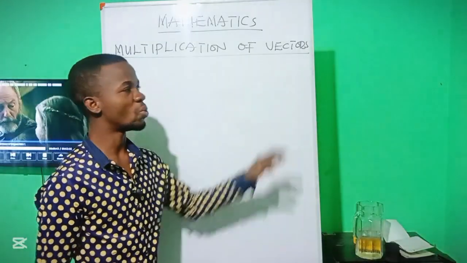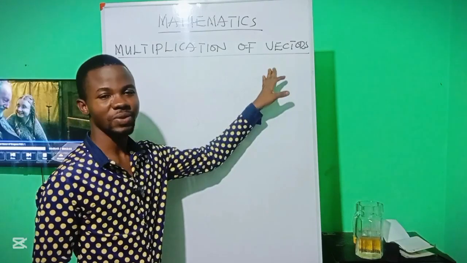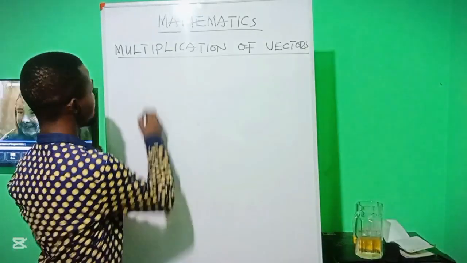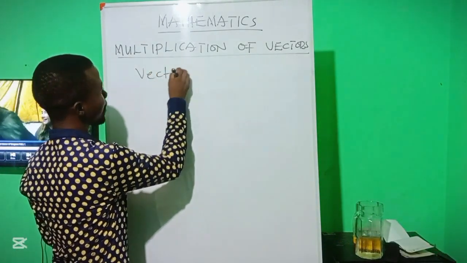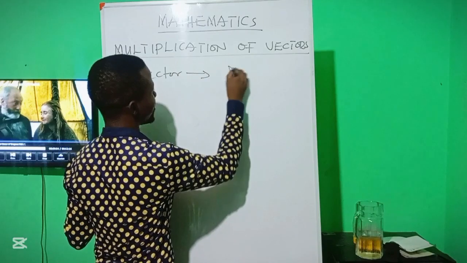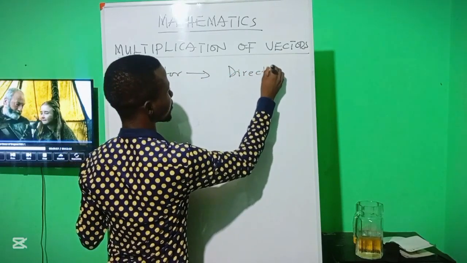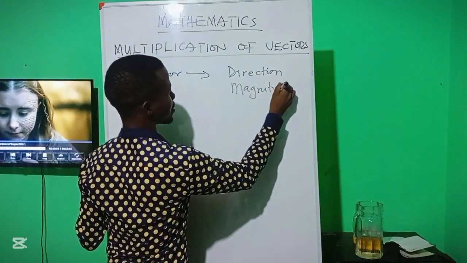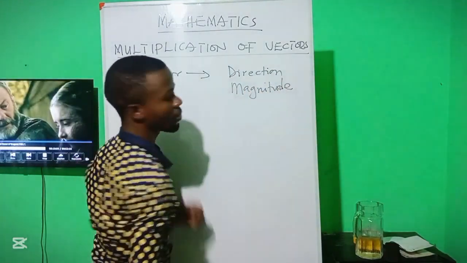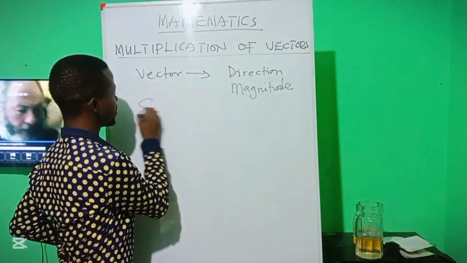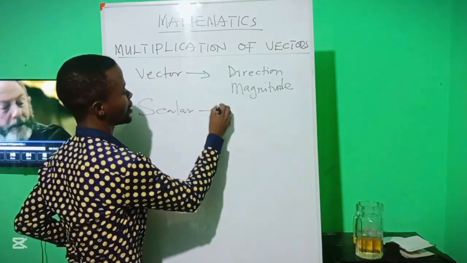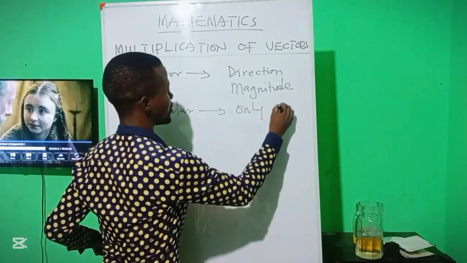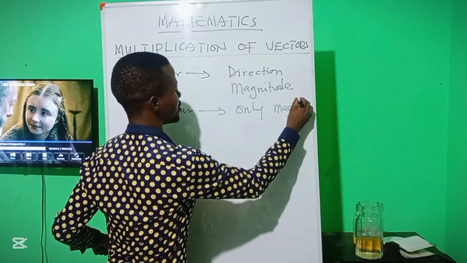We first have to know what a vector is. A vector is a quantity that has both direction and magnitude. So a vector has direction and magnitude. Then the other one is scalar. A scalar has only magnitude. So scalar has only magnitude.